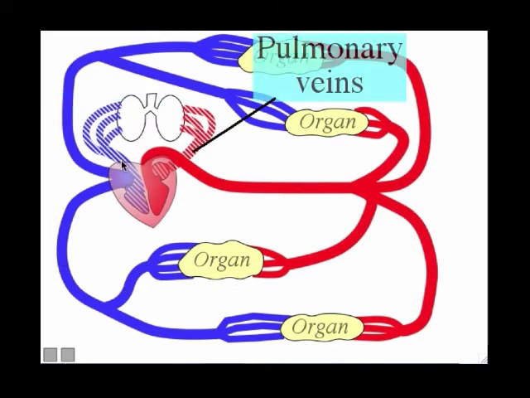All right, these are veins right here coming back from the lungs, right? Because they're carrying blood back from the organ to the heart. Those are called the pulmonary veins, and you can see they're returning to the heart right there.